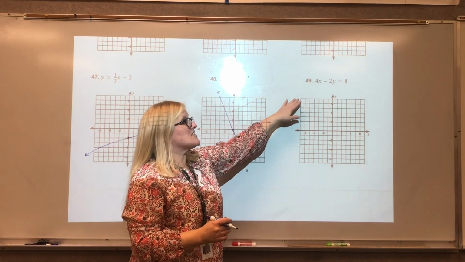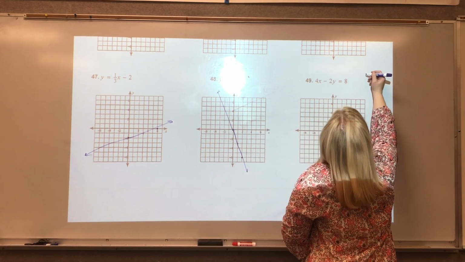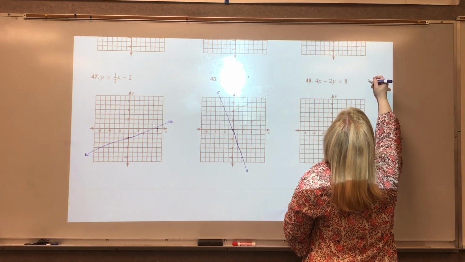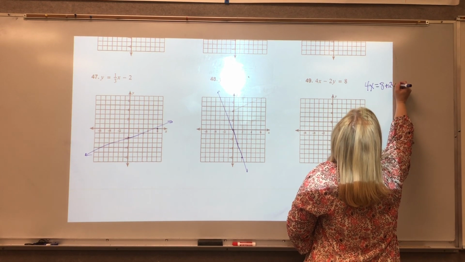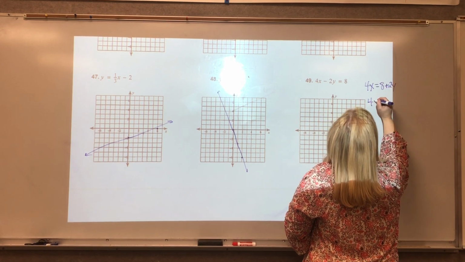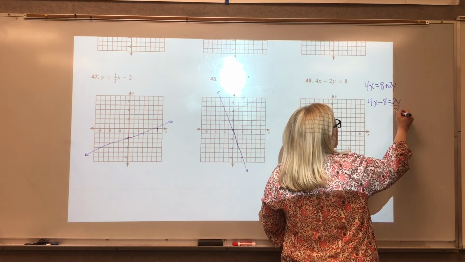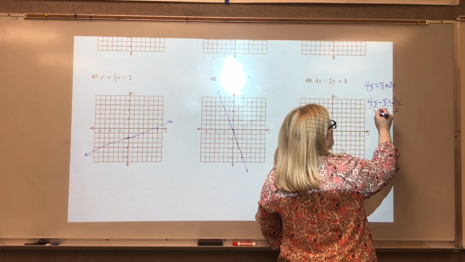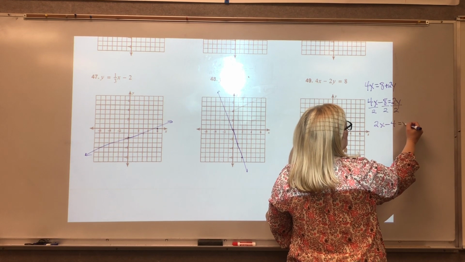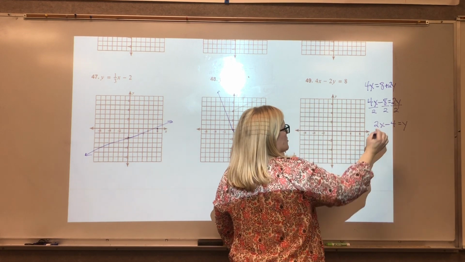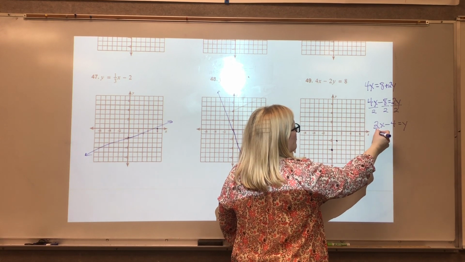Okay, and finally, this last one we actually need to put into slope-intercept form first. So I'm going to move 2y over and change the sign. So 4x equals 8 plus 2y. I'm going to subtract 8, so I have 4x minus 8 equals 2y. Divide everything through by 2. So I get 2x minus 4 equals y. So my y-intercept is negative 4, and my slope is 2 over 1.